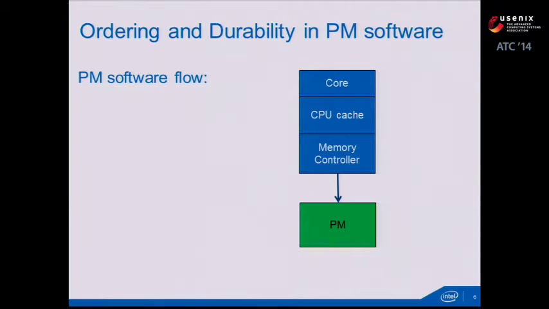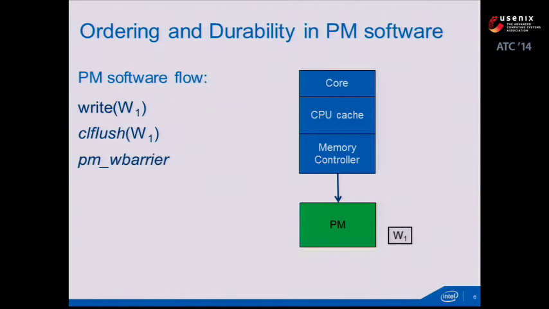Now let's take a look at the software flow that I just described with these two instructions in place. The software wants to perform all the writes in W1 before any of the writes in W2. So the software performs the writes. Data could be sitting in the CPU cache, in the memory controller, or in the persistent memory. We don't know. But the software can explicitly flush this data to push it out of the caches, and then issue a single PM write barrier to push the data all the way to the persistent memory.